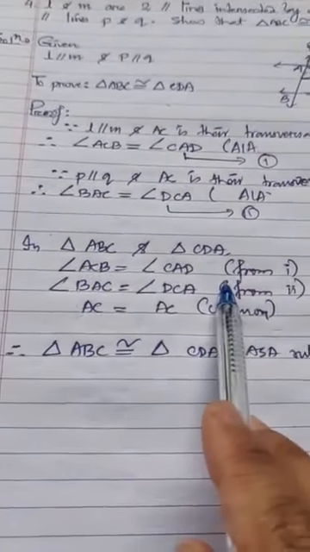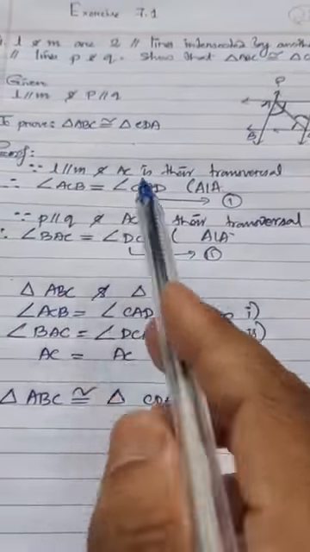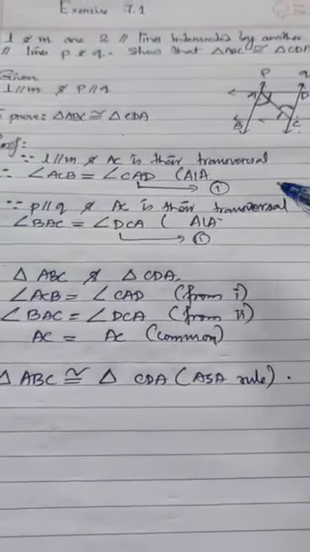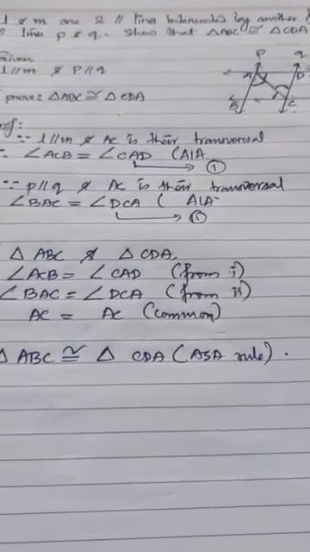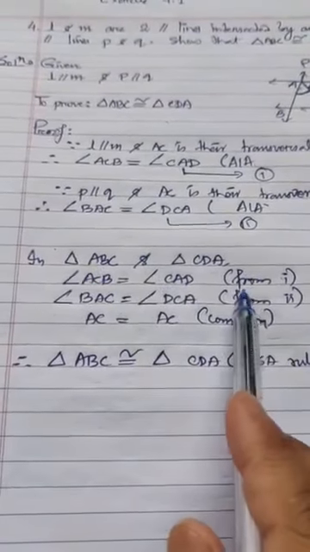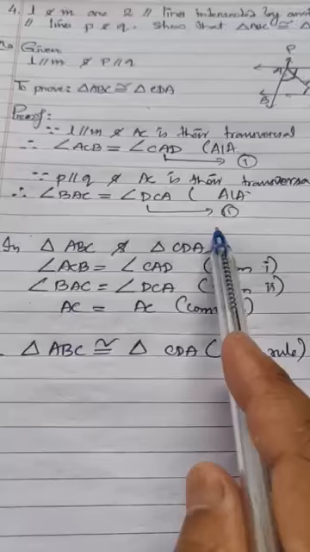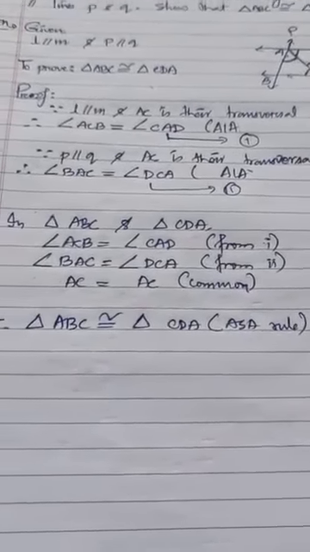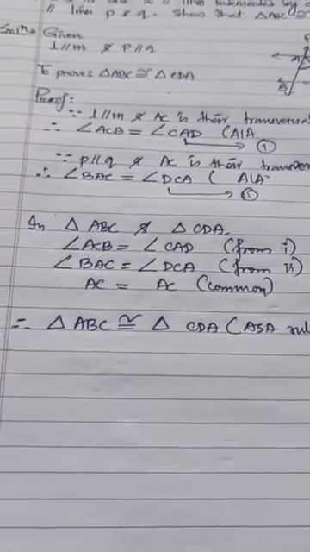In triangle ABC and triangle CDA, angle ACB and angle CAD, I have got it somewhere. You see, ACB and CAD. I got this earlier itself. So this was 1, so I have written from 1. Angle BAC equals angle DCA. You see here BAC, DCA. This was 2. We have got already 2. This one was the earlier one, and we got it previously.